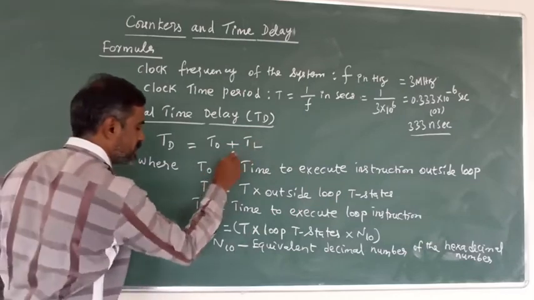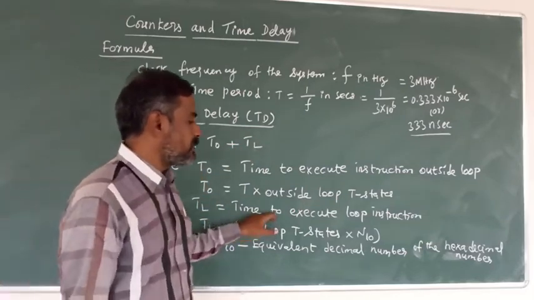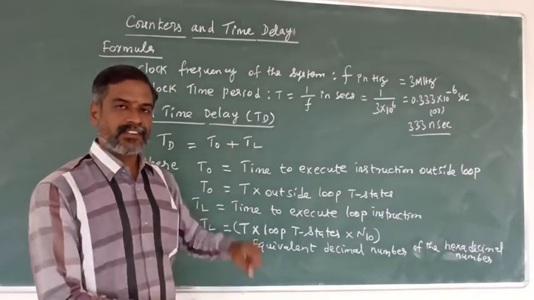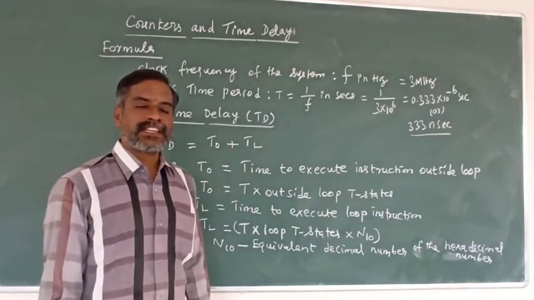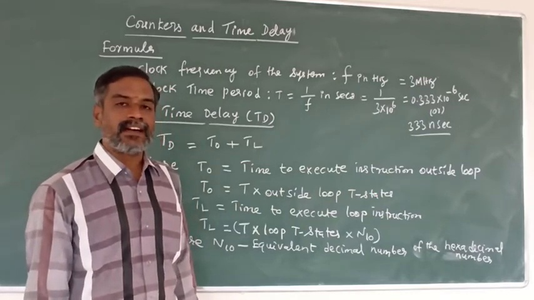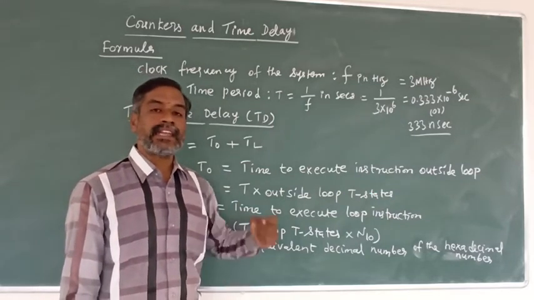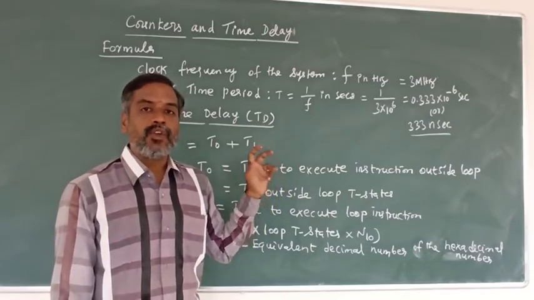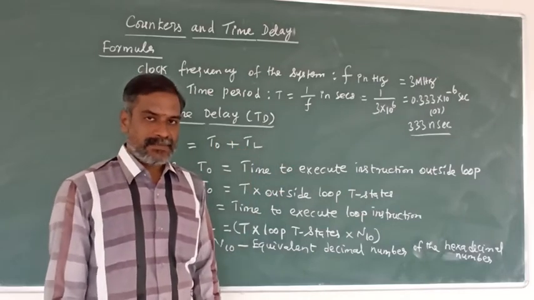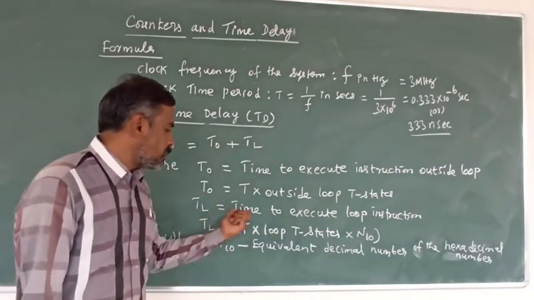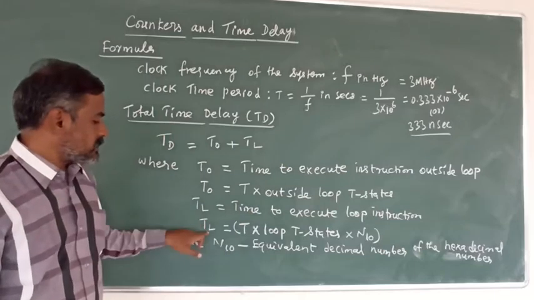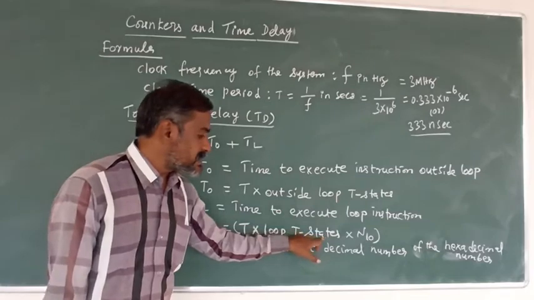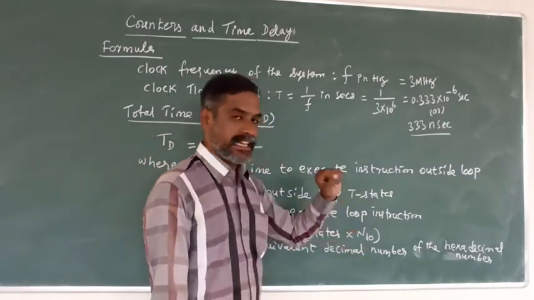Next, TL. TL is the time to execute the loop instructions. Within a loop, how many instructions and how many T states are required? How much time will it take to execute the loop instructions? Now how to calculate TL? TL equals T into loop T states into n base 10.